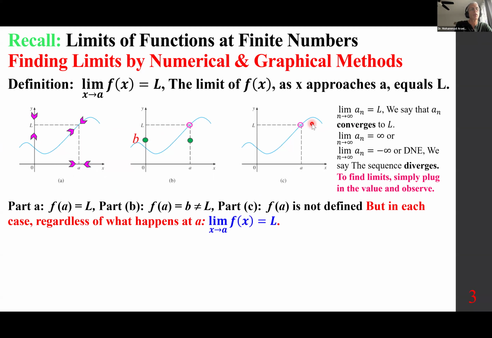So in short, in part A, f of a is L. In part B, f of a is b, which is not equal to L. In part C, f of a is not defined. But in each case, regardless of what happens at a, the limit of f of x as x approaches a equals L.